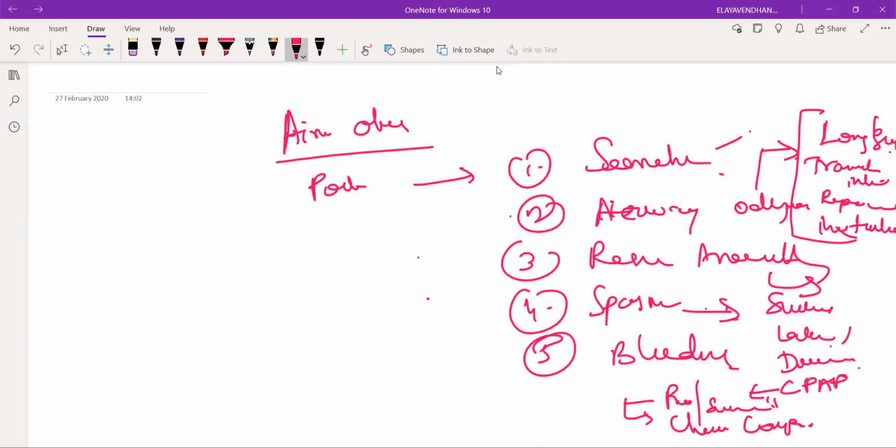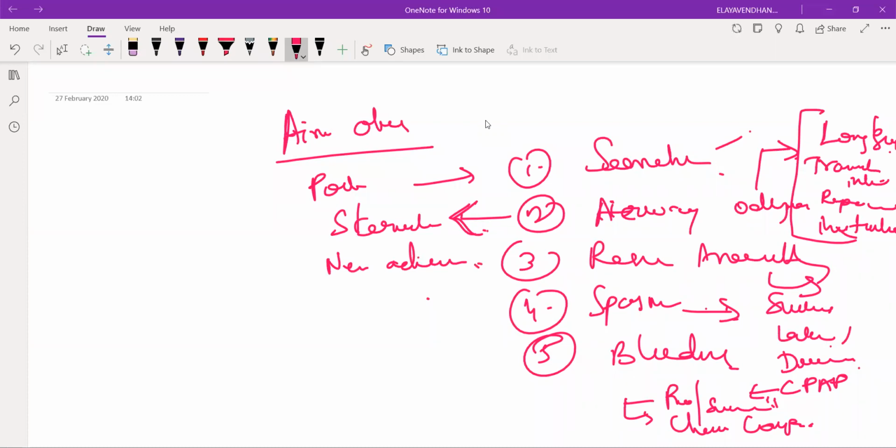So how will you manage airway edema? When there is airway edema, you should know how to manage it, right? Steroids, nebulization, you can use nebulized adrenaline.